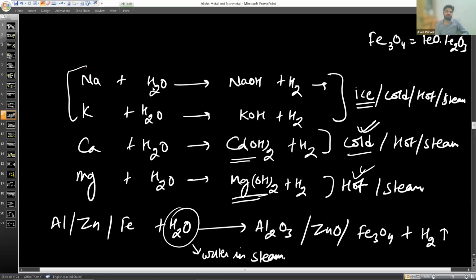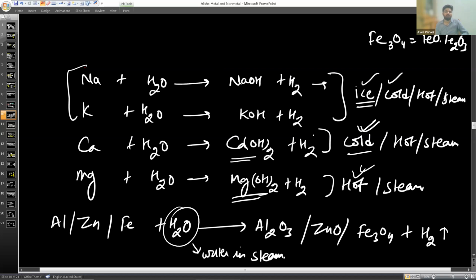Sodium, when reacting with water, can react with ice and cold water and hot water steam, but the preference is given to ice and cold water. Calcium, sodium, and potassium can react with cold water, but magnesium reacts with hot water. And aluminium, zinc, and iron react with steam. Memorize it fast.